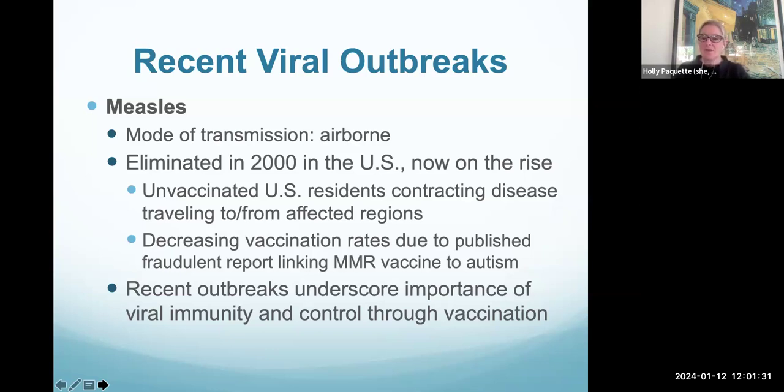You can probably start to think about reasons why it may have been eliminated and has come back. Primarily what we're seeing is a failure of vaccination. Unvaccinated US residents often contracted the disease when they were out of the United States and then came back, because we've had a decreased vaccination rate from the late 90s, early 2000s, and this was due to a fraudulent report that was linking the MMR vaccine to autism.